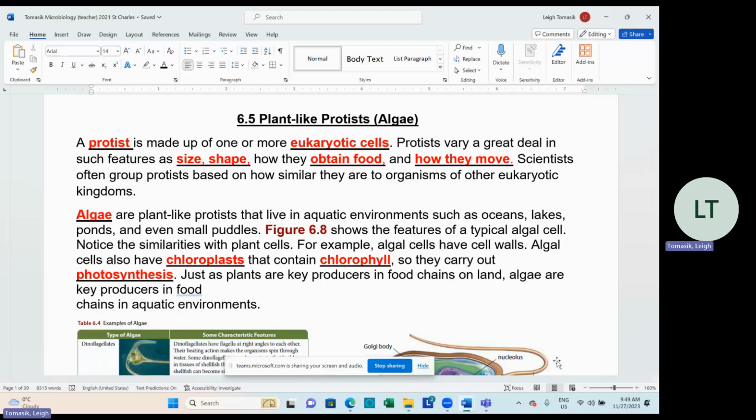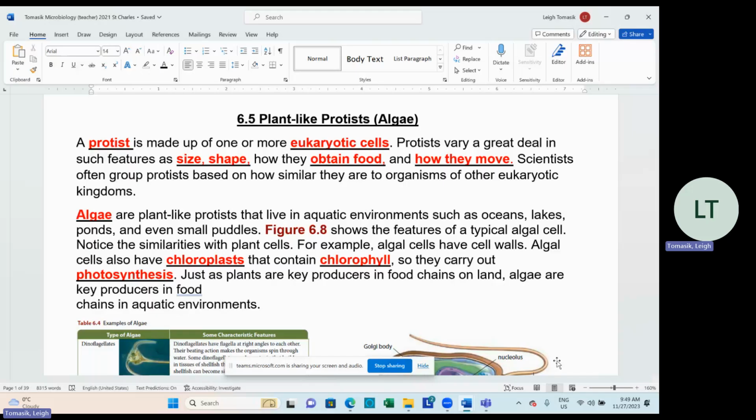So while you're looking at these organisms today and while you're doing your homework, pay special attention to how they obtain food and how they move and how they maintain homeostasis in the watery environment that they live in.